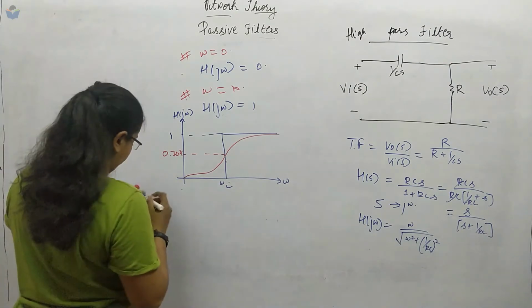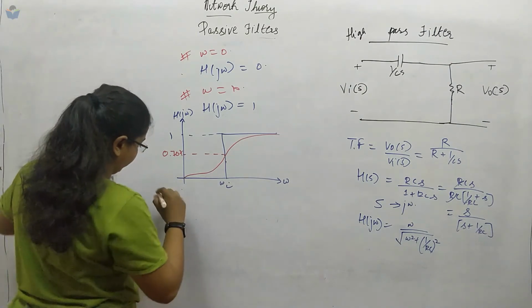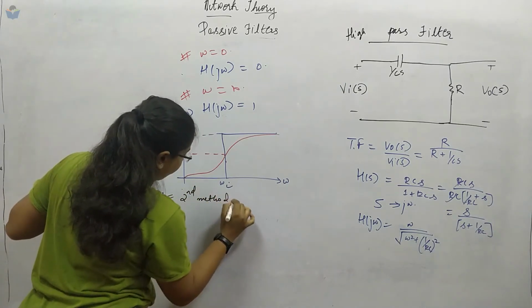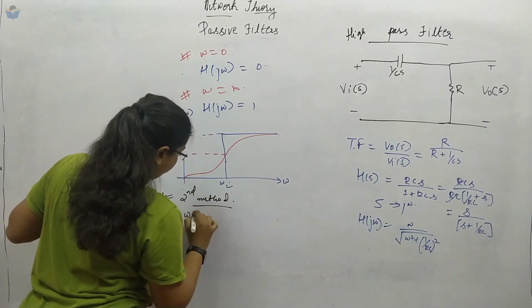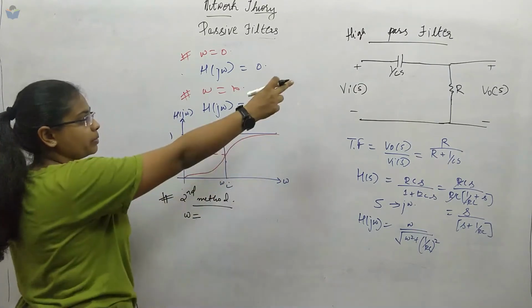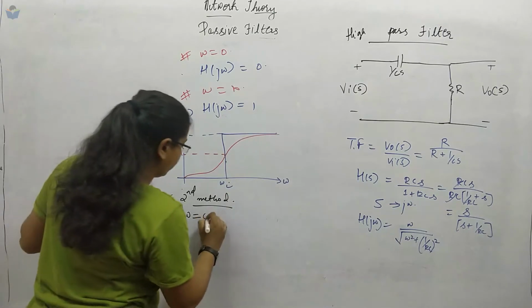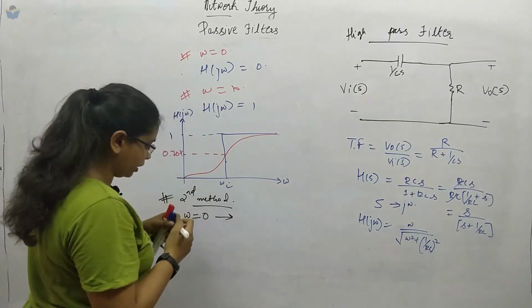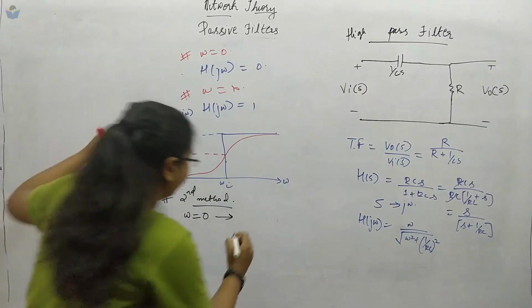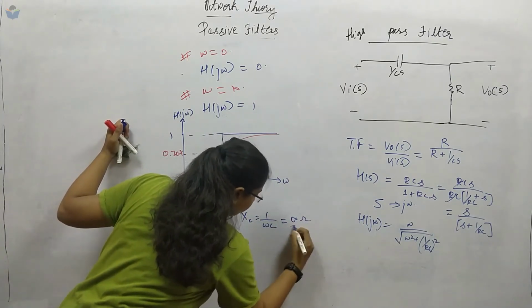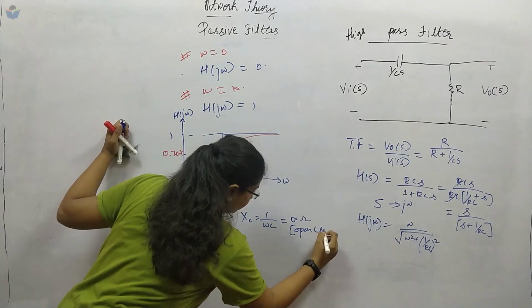Okay, in the second method, we will put omega equal to 0. We will analyze only for the capacitor because we only have a capacitor, there is no inductor. So at omega equal to 0, what are we getting? XC is equal to 1 by omega C, so infinite ohm, which means open circuit.